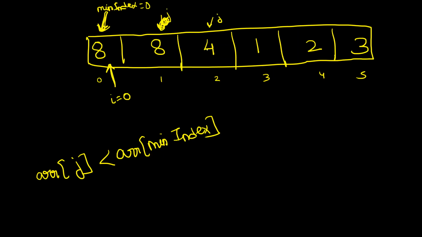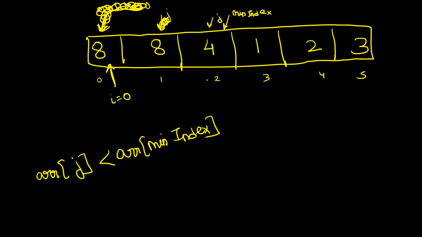Next I compare. Is ARR of j less than ARR of min index? Yes, it is. So you know what I will do? I know that 4 is the new minimum. That should be coming here, but I will not swap now. You can swap, but I will not swap. What I do is just update my min index. I just bring the boss, this is the new minimum element. So now the value of min index will be 2.